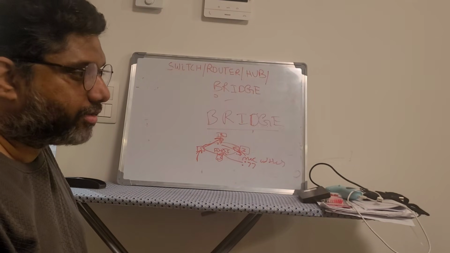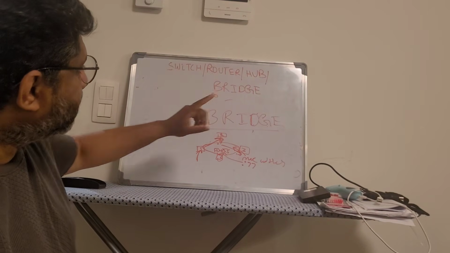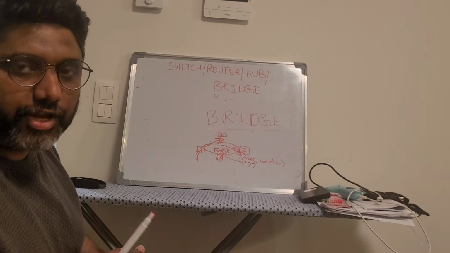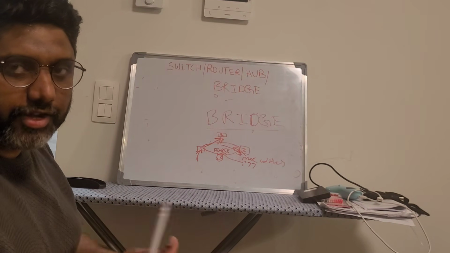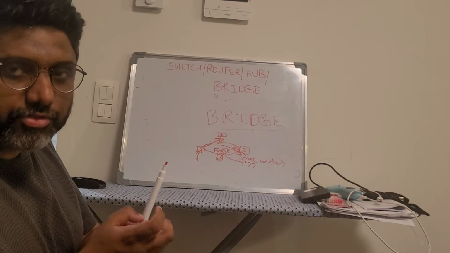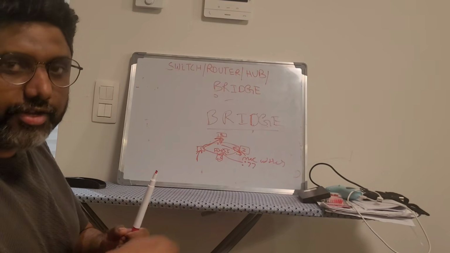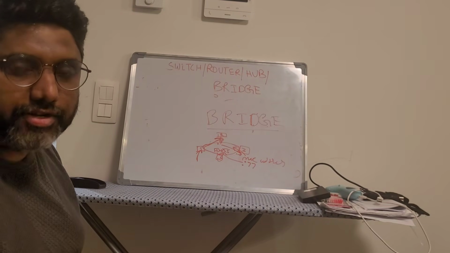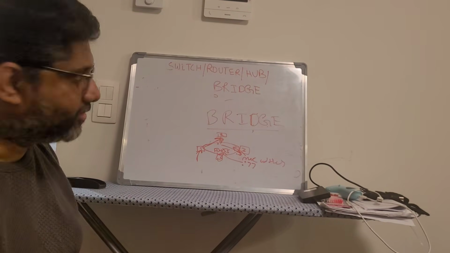So this is the difference between switch, router, hub and bridge. A switch is a layer 2 element, it switches the packets depending upon the MAC address. It learns the MAC address, maps it to a particular port depending upon the source MAC address, and then it switches the packet. A router is a layer 3 component, and it routes the packets depending upon the IP address.